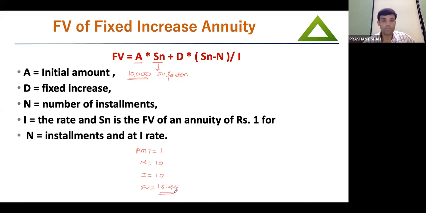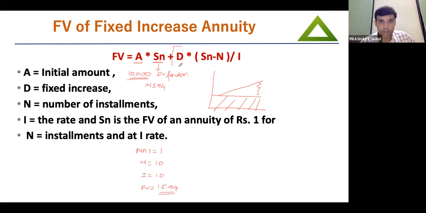So this is the future value factor of a 1 rupee annuity. I multiply 10,000 with 15.94. That will give me the future value of 10,000. So, for example, this is the 10,000 common in all, and then 2,000 is the year-on-year increase. So this component has already been found. Now I'm finding out the future value of that increased component.